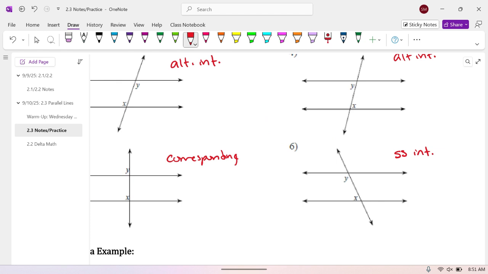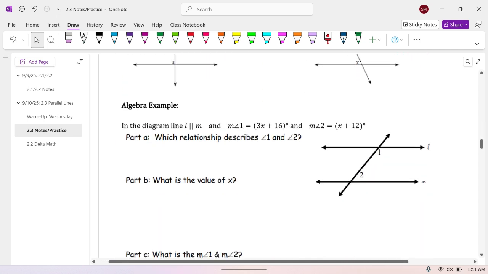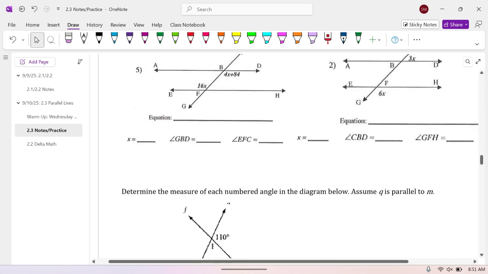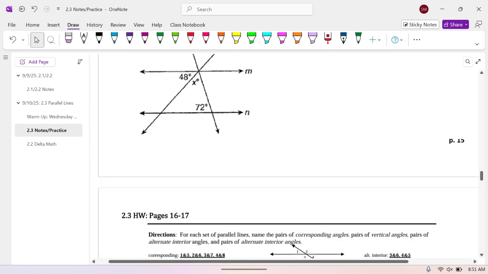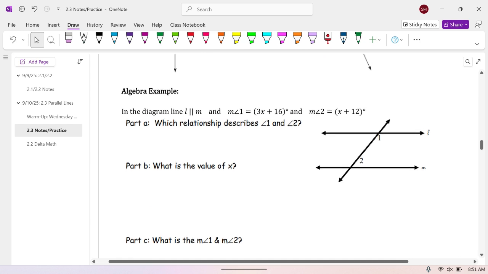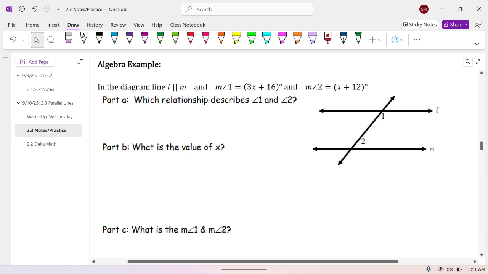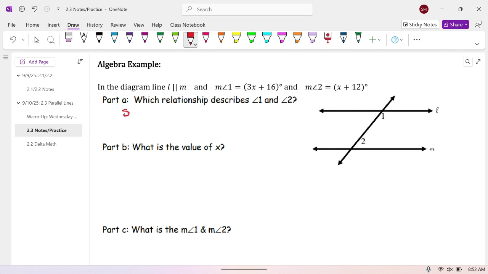All right. So this next example is using algebra. So let's just do a couple of these fairly quickly because we only got about 10 minutes, so we got to head downstairs. All right. So first off, what is the relationship between 1 and 2? They're same side interior, which means they are what to each other? They're supplementary.